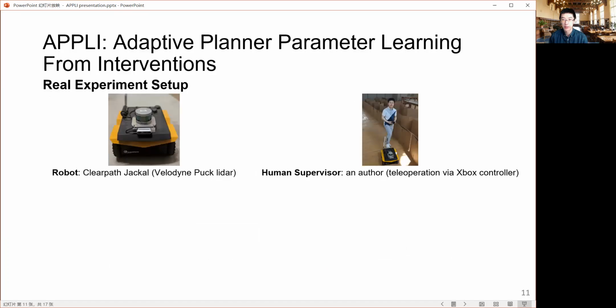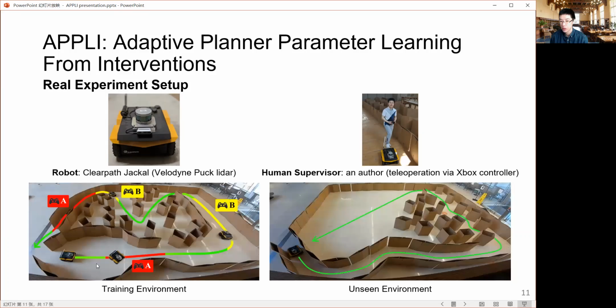Next, we evaluate APPLI using both real and simulated experiments. In real experiments, we use a Gecko robot, and its observation comes from this Velodyne data. And one of the authors provides interventions through teleoperation. In the training environment, we collected 4 interventions, 2 type A and 2 type B. And we also tested in this on-scene environment.